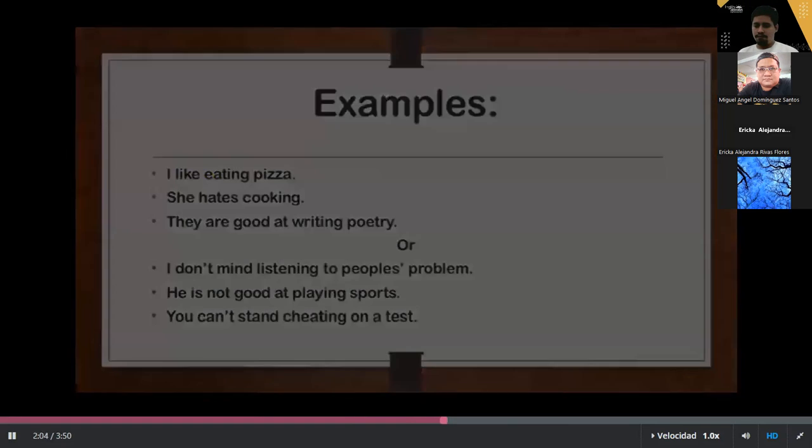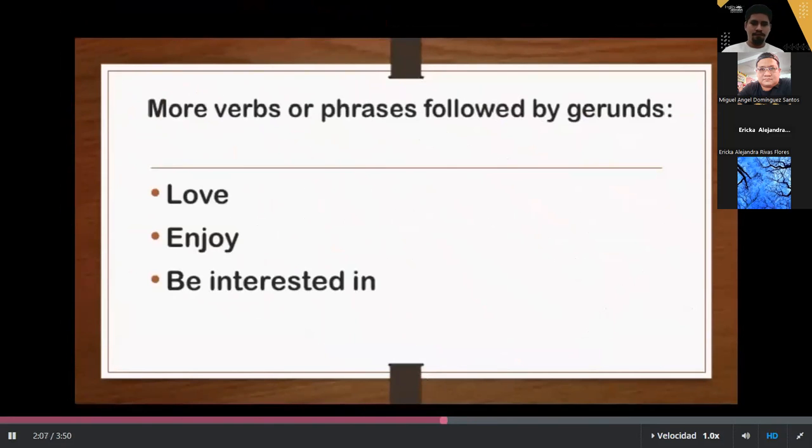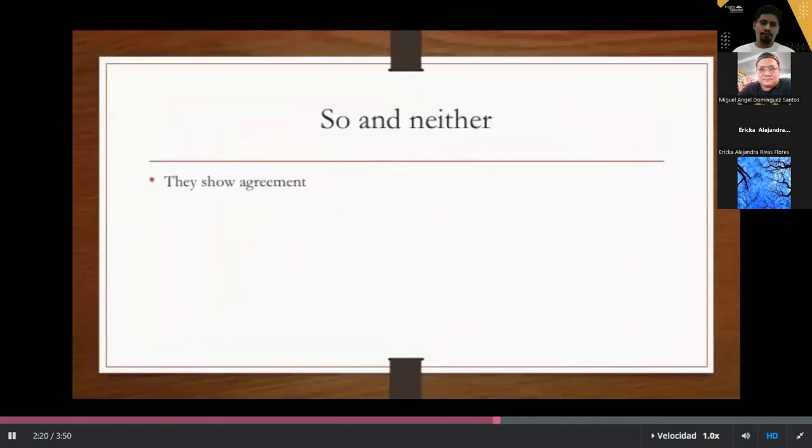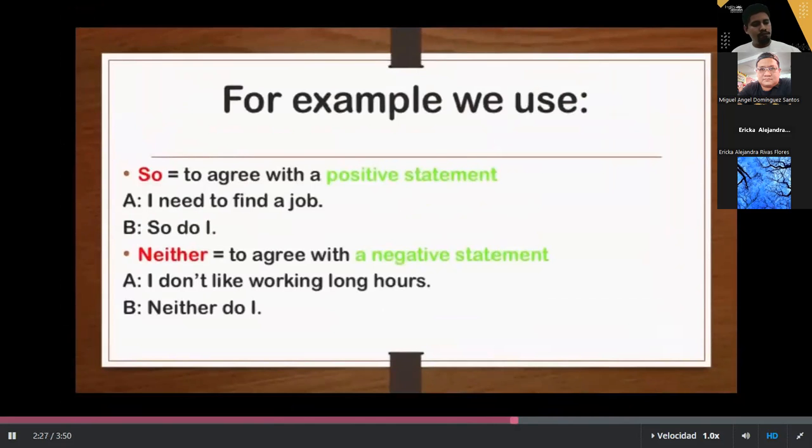Before we go, we want you to look into the chart. Notice we have other verbs or phrases followed by gerunds: love, enjoy, be interested in. The way to use these verbs and phrases is the same as we did on the previous examples. Short responses with so and neither are ways of agreeing. For example, we use so to agree with a positive statement. I need to find a job. So do I. Neither to agree with a negative statement. I don't like working long hours. Neither do I. Did you realize that with both so and neither, we use the verb from the original statement? Also, keep in mind we place the subject, or noun or pronoun, after the verb.